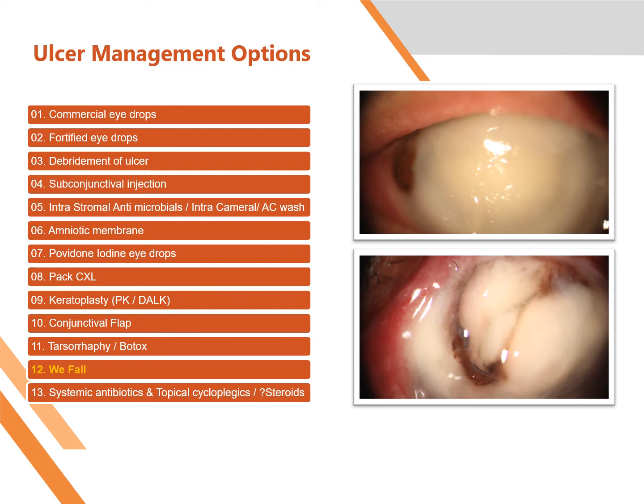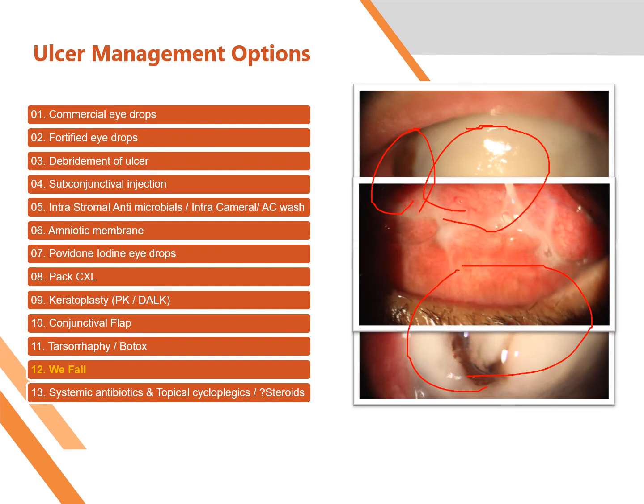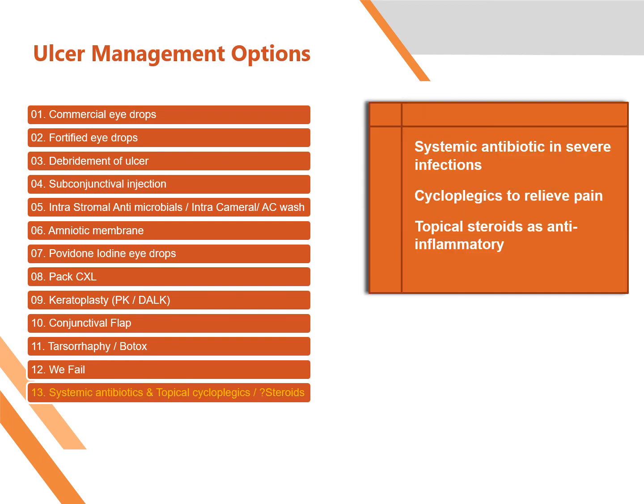You have to remember, we don't always succeed and we are not always successful. Here, the infection is so severe that the cornea is perforated at this area and the iris is coming out. While here, in this example, the infection is so severe that the whole cornea got melted and the contents of the eye are coming out. In such cases, you can remove the contents of the eye and only leave the sclera behind, and this procedure is called evisceration.